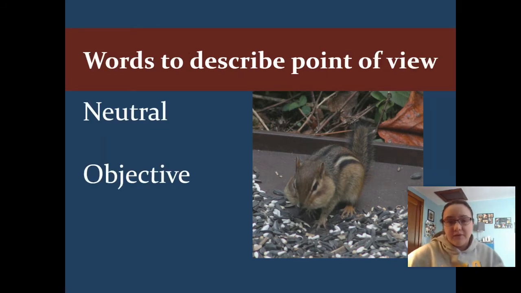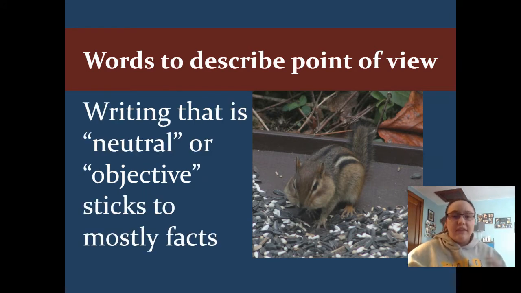Words to describe point of view can be neutral or objective. Neutral and objective mean the same thing. It means that an author is not on one side or the other, a positive or a negative side. They are not subject to any other points of view other than the facts. Writing that is neutral or objective sticks to mostly facts.